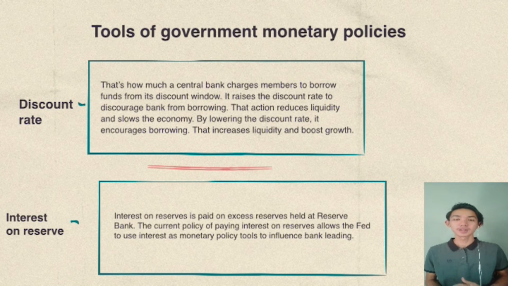Third, the discount rate. That's how much a central bank charges members to borrow funds from its discount window. It raises the discount rate to discourage banks from borrowing. That action reduces liquidity and slows the economy. By lowering the discount rate, it encourages borrowing, which increases liquidity and boosts growth.